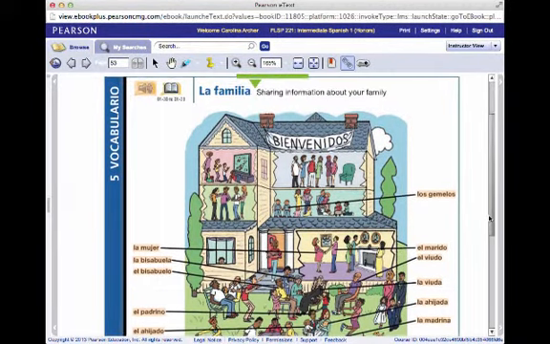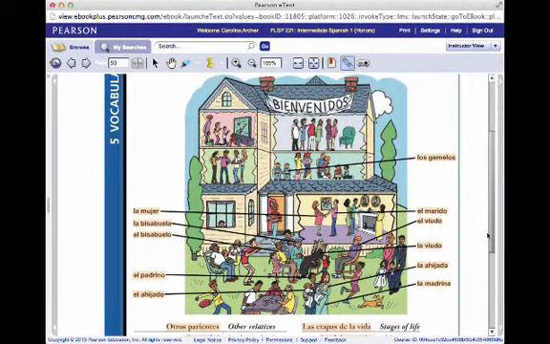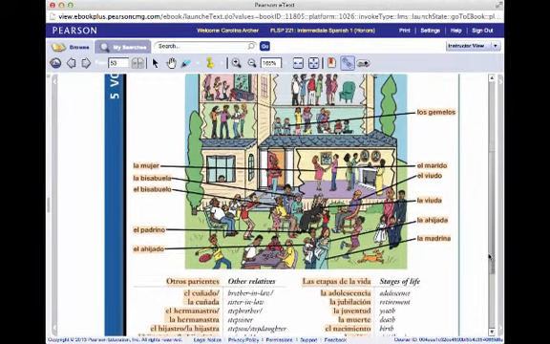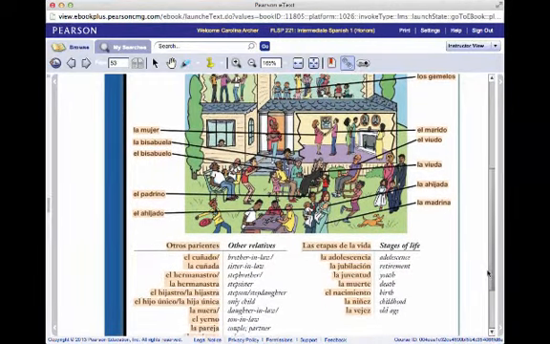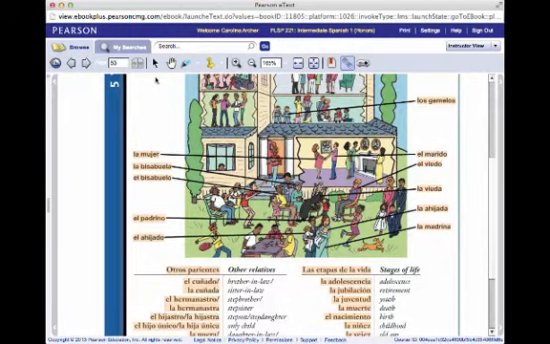¿Sí? Entonces tenemos la familia, okay, and we're going to look at some more terms to describe family. ¿Sí? Por ejemplo, tenemos los gemelos, the twins, los gemelos, and there is also another term for twins, and it's mellizos.